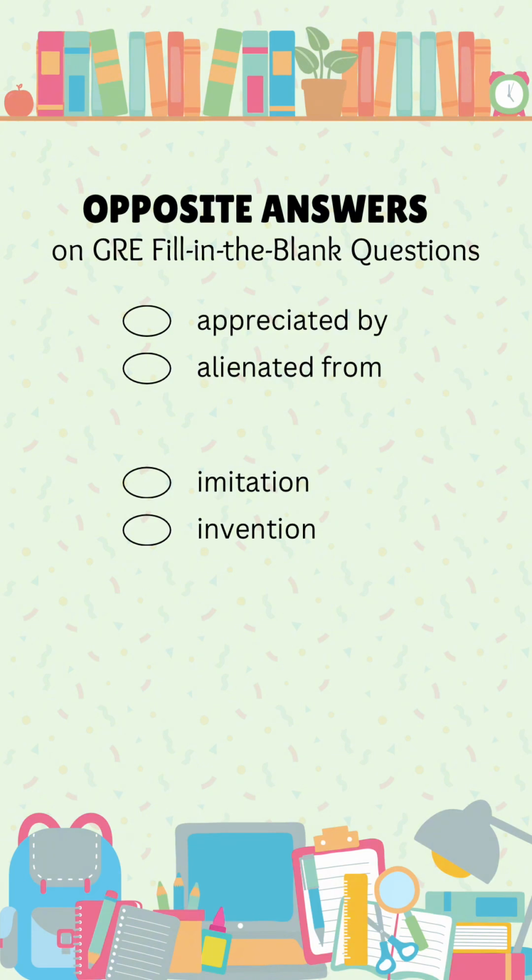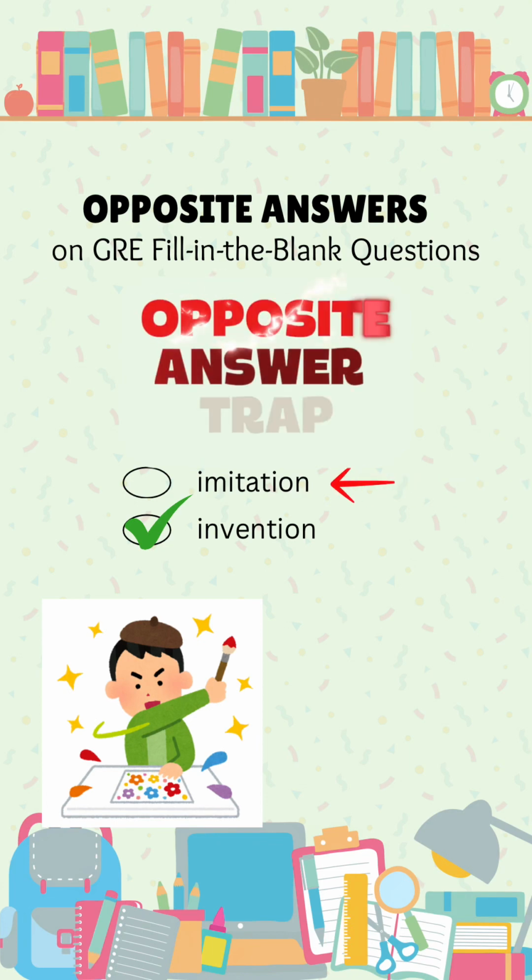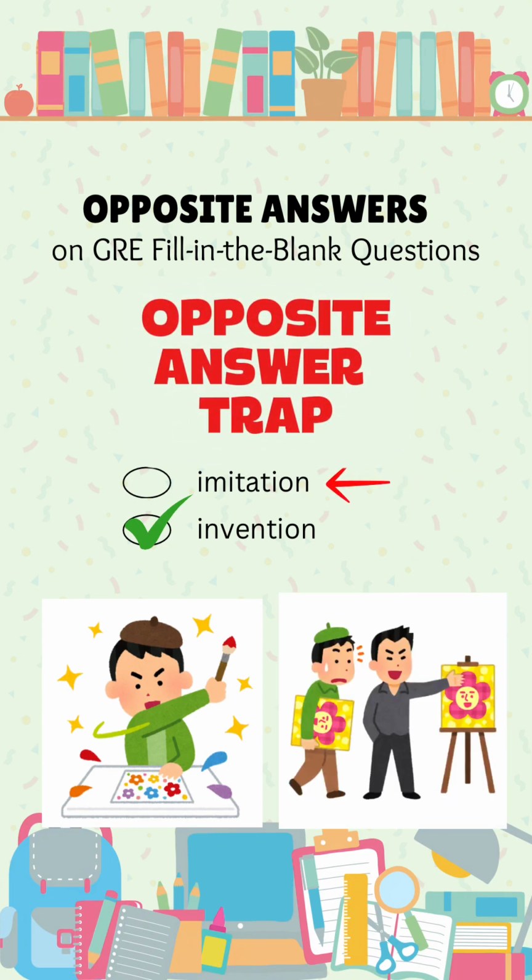Here's another from the same test, imitation and invention. The correct answer is invention, which is a new product of the imagination. Imitation is the opposite of this. It's not new, but a copy, and it's lacking any original thought or imagination.